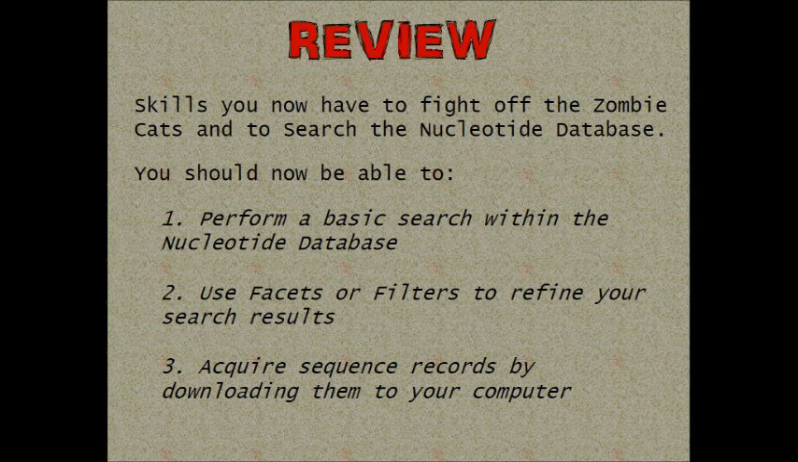And now, a review. These are skills you now have to fight off the zombie cats and to search the Nucleotide Database. You should be able to: 1. Perform a basic search within the Nucleotide Database. Don't forget you can use basic terms and Boolean operators such as AND, OR, NOT. 2. You can use facets or filters to refine your search results. With facets on the left, such as species and molecule types, you can narrow your results. And with filters on the right, such as taxon, you can go to a specific target. And 3. You can acquire sequence records by downloading them to your computer as a notepad file.